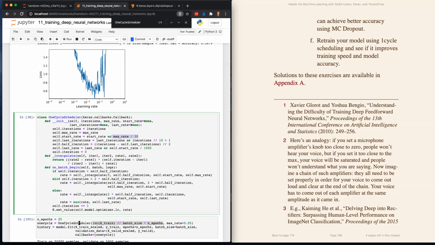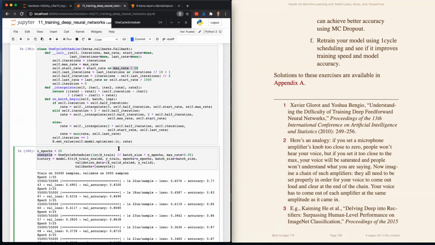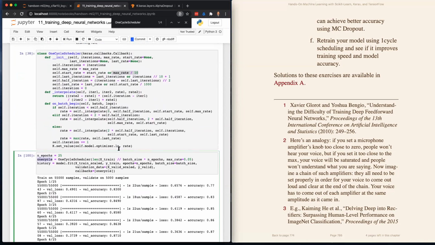So all in all, when we are training a model, one cycle keeps on changing the learning rate as we go along. It's going to dynamically change the learning rate for each batch.